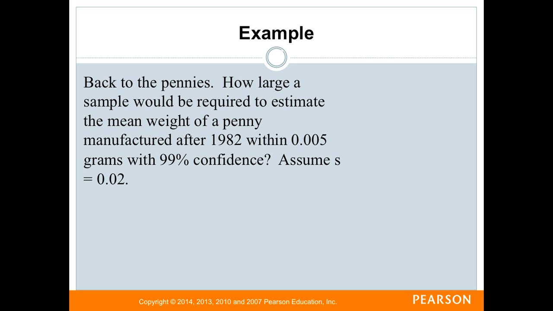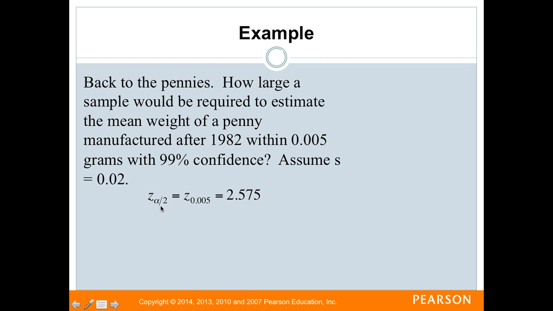So let's look at an example here. Let's go back to our pennies, and we want to know how large of a sample would be required to estimate the average penny weight within 0.005 grams, 99% confidence. And we're assuming that s equals 0.02.